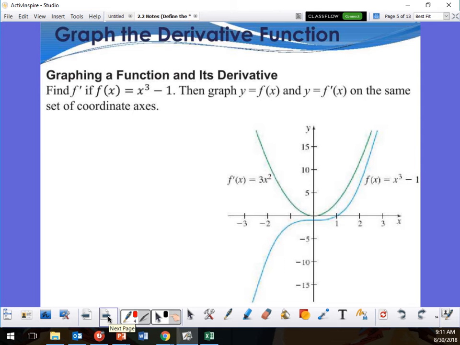So we have: find f' if f is equal to x cubed minus 1. If I have f of x is x cubed minus 1, so f prime of x would be what? 3x squared, right? Yes? Okay, so now, always think of this also, okay?